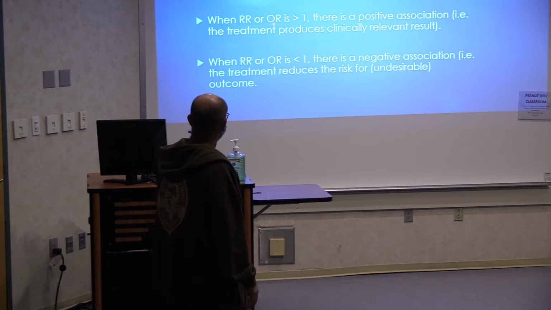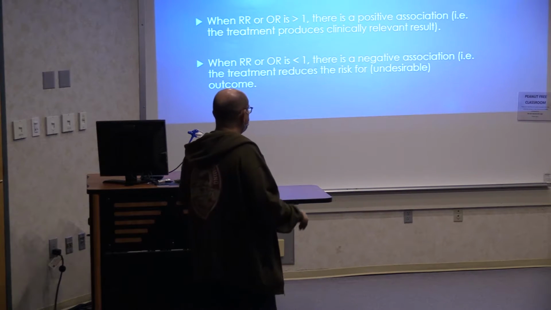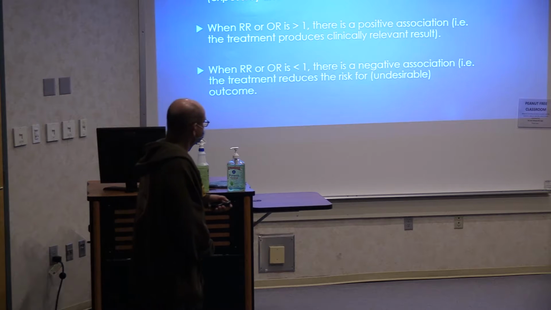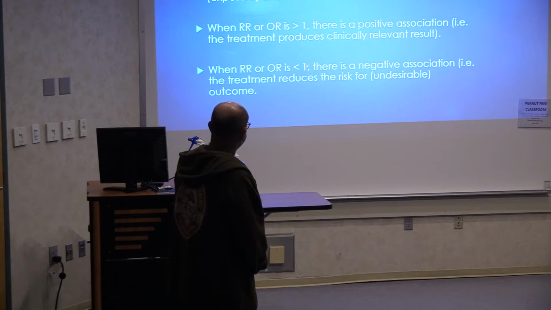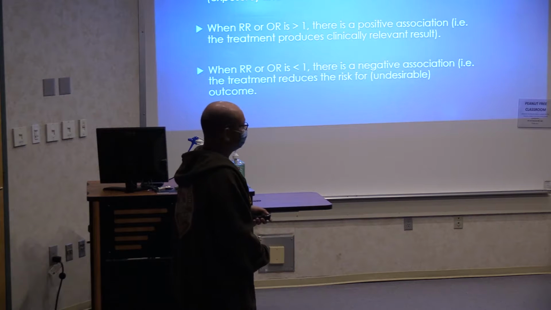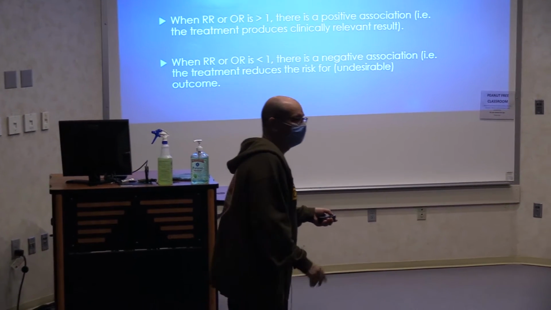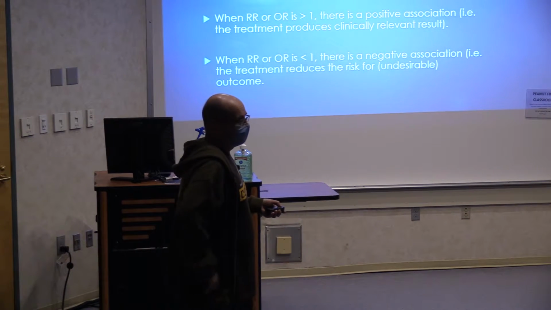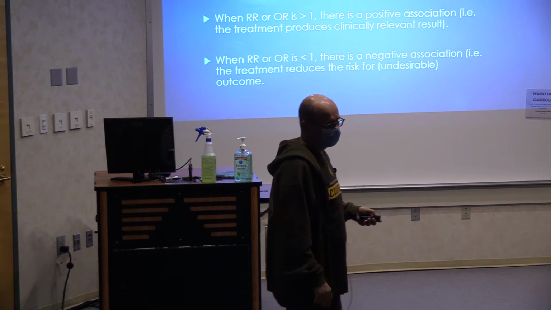When the risk ratio or the odds ratio is greater than 1, then you have what we call a positive association. And finally, when it's less than 1, you have a negative association. Sometimes people are looking for that as well. We're going to see an example where you're actually looking for that number to be less than 1, because you want a reduced risk for something bad to happen in the end.